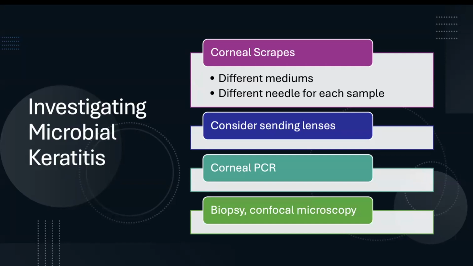And if you're worried about any viral causes, or if you're thinking herpes simplex, consider taking a corneal PCR as well. And then in the later stages, or for the riskier cases, you may want to consider confocal microscopy, which, if you have that in place in your center, will help you distinguish between Acanthamoeba and other causes. And then, if worse comes to worse, you can also consider sending corneal biopsies as well.